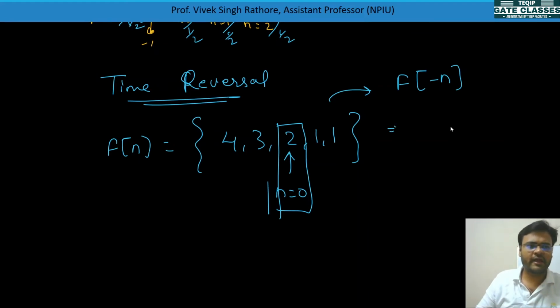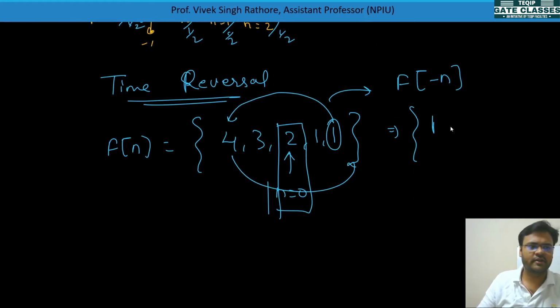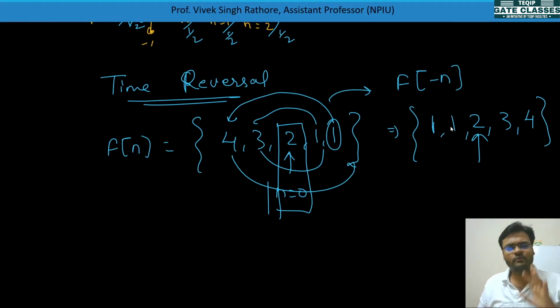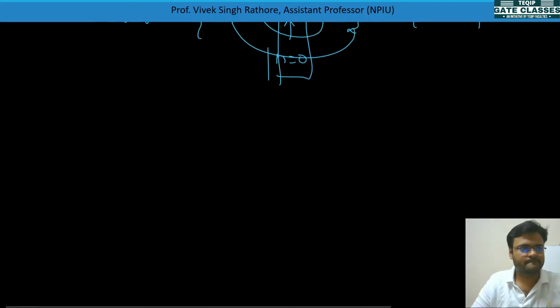So f of -n can be written as: 1 will be there, meaning this side will go to that side, and that side will go to this side. So 1 will be there, then 1, then 2, then this will come here 3, and this will come 4, and you can write it down. Simple, nothing more than that. Just keep the n equal to 0 value, and just flip.